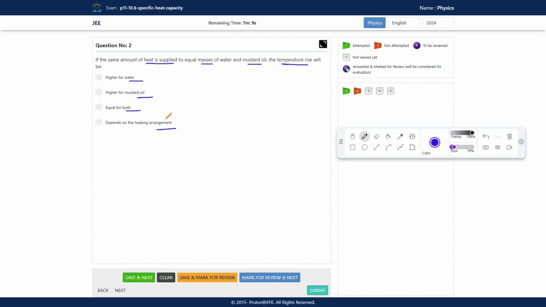We know s is equal to what? s is equal to 1 by m into delta Q divided by delta T. Yes or no? So using this concept, please solve this question. Select one.